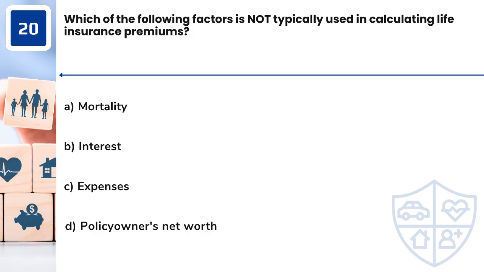Question 20. Which of the following factors is not typically used in calculating life insurance premiums? A. Mortality. B. Interest. C. Expenses. D. Policy owner's net worth.